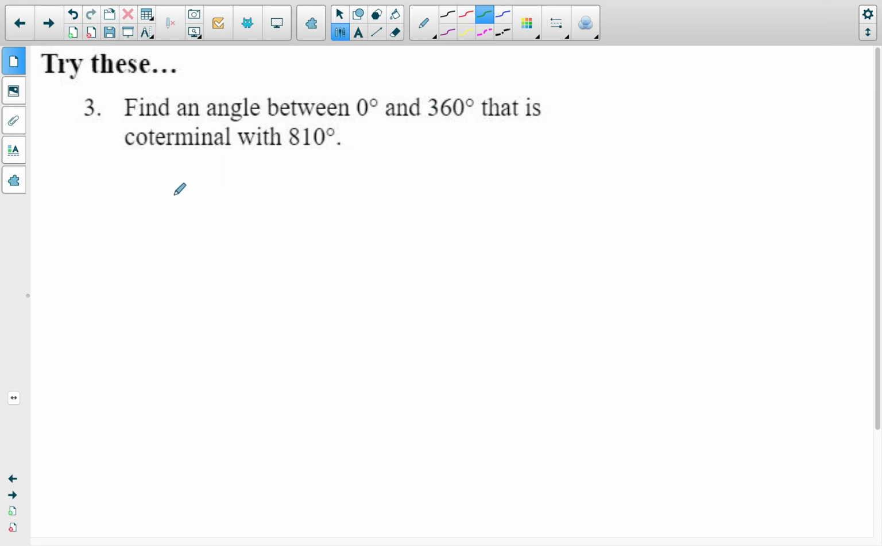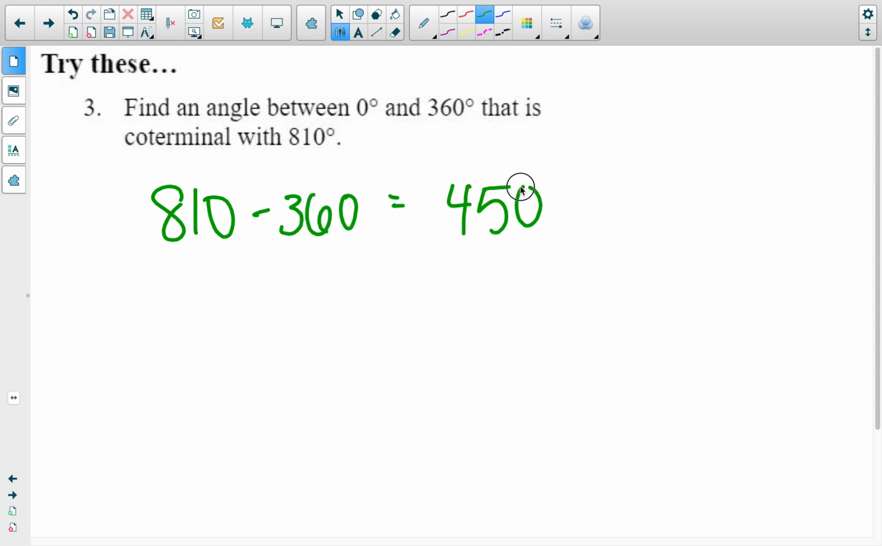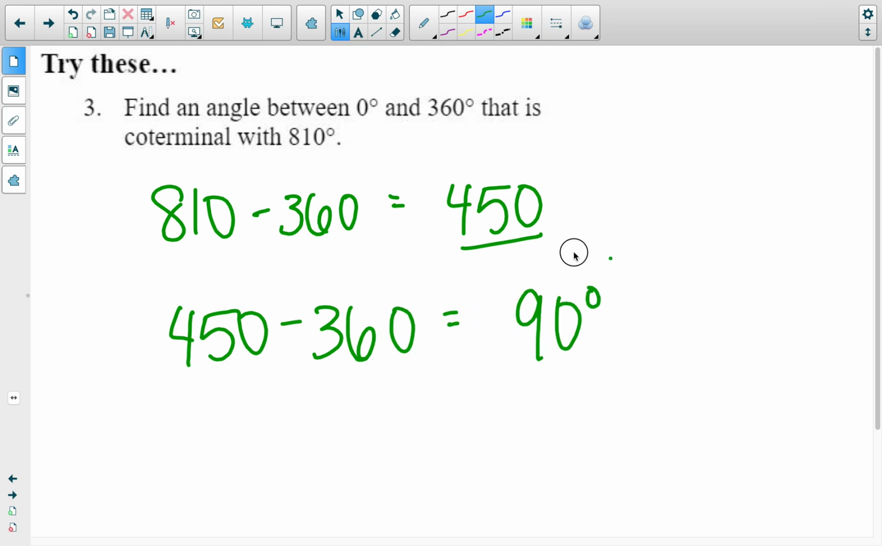All right, 810. To find something coterminal with that, notice that it's bigger than 360. So let's subtract 360. We get 450. But we have a problem. That's not between 0 and 360, so we actually have to do it again. 450 minus 360, and we will get 90 degrees.